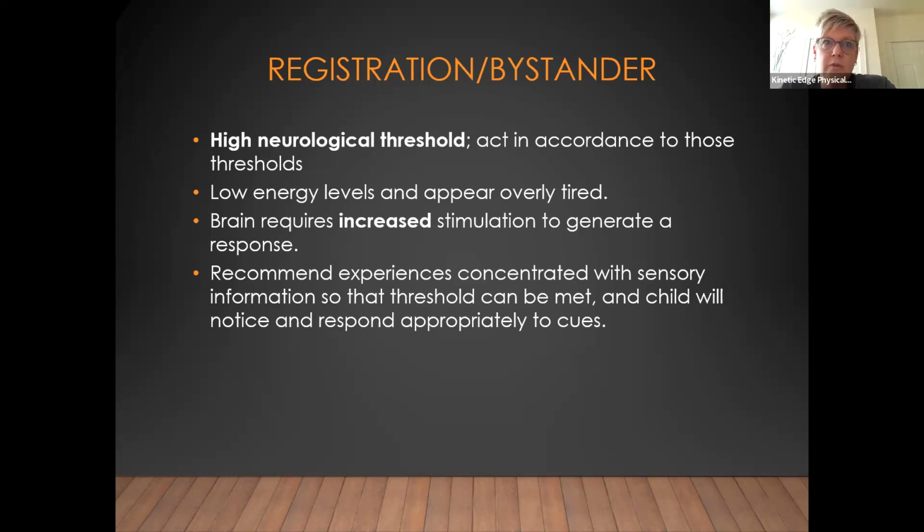And what I've noticed over the years that I've been doing this is that the registration bystander kids oftentimes get missed until the middle elementary years. And I think that's because prior to that, people have compensated for them. So, these kids might be ones who, if you tell them to get their math book out and turn to page 86 and start on problem 3, they're kind of looking around to see, what are my friends doing?